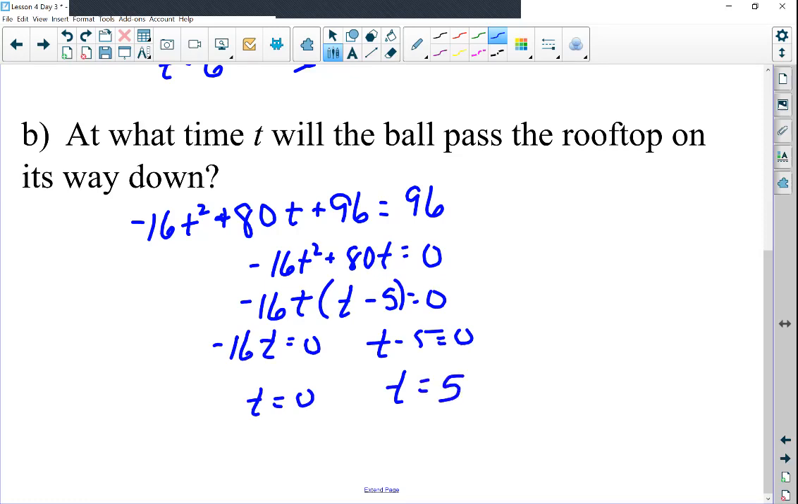Set each of my factors equal to 0. So on the way down, that is the key here. It doesn't pass the rooftop on the way down at 0 seconds. That would be right before the ball is thrown. That doesn't really make sense in this problem, but I think the t equals 5 does make sense. So that would be at 5 seconds.